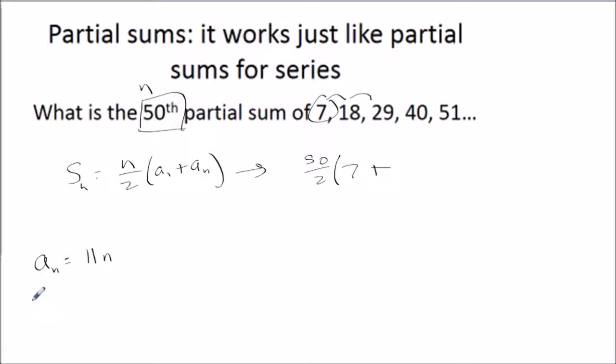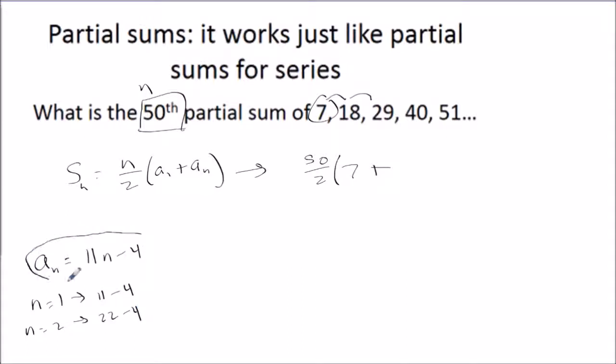So here's how I'm going to think about it. If n is 1, and I plug in a 1 right here, I get 11. And if n is 2, and I plug in a 2 right here for n, I get 22. Okay, I got the pattern right, but the numbers are not right. This says 11 and 22. I want 7 and 18. So all I need to do is minus 4, minus 4.